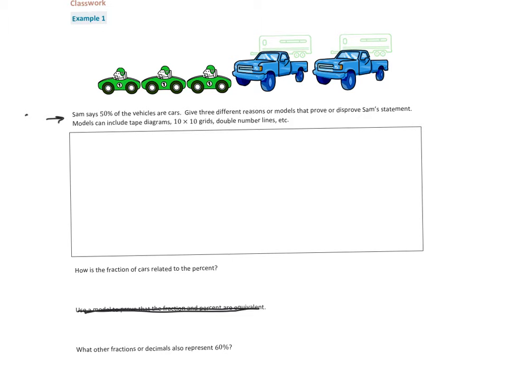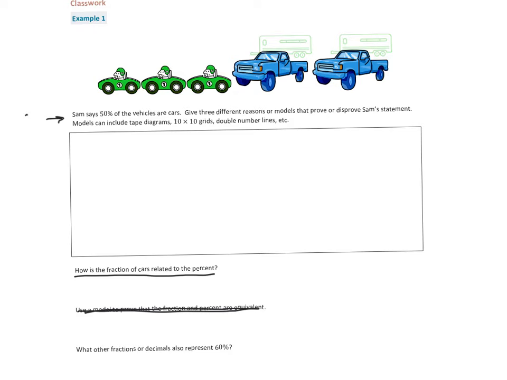Okay, so Sam says 50% of the vehicles are cars. Give 3 different reasons or models that prove or disprove Sam's statement. We're not going to worry about the models. We're going to give the reasons. And models can include a tape diagram and all that. We're not going to worry about that right now. What we are going to do is just skip down here to the question. How is the fraction of cars related to a percent?